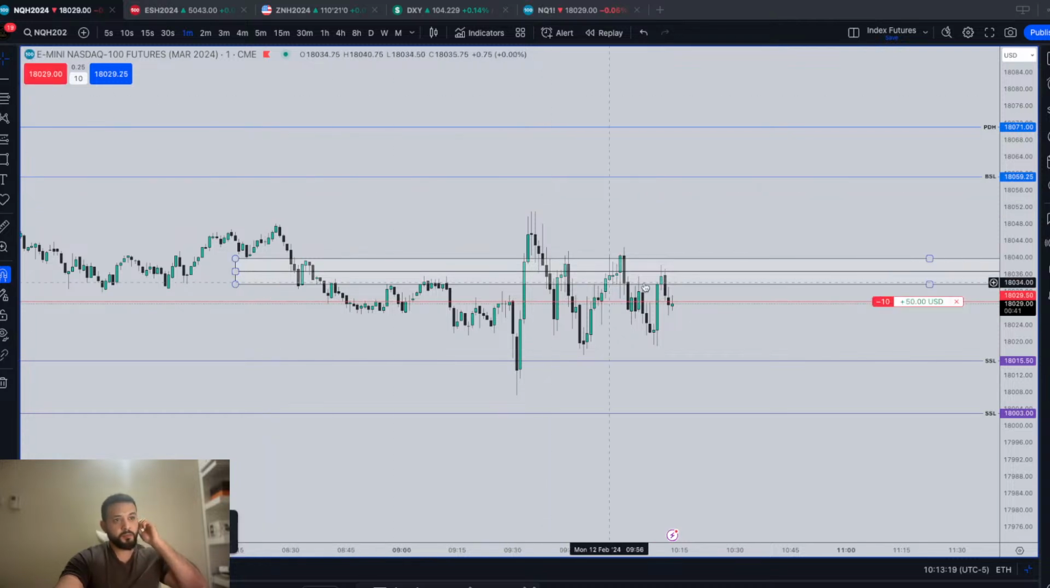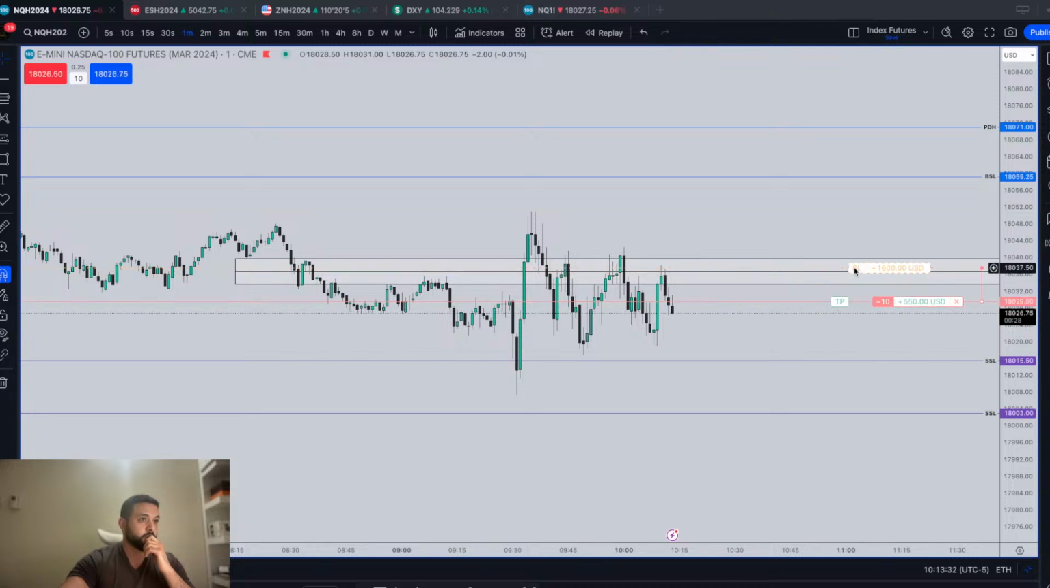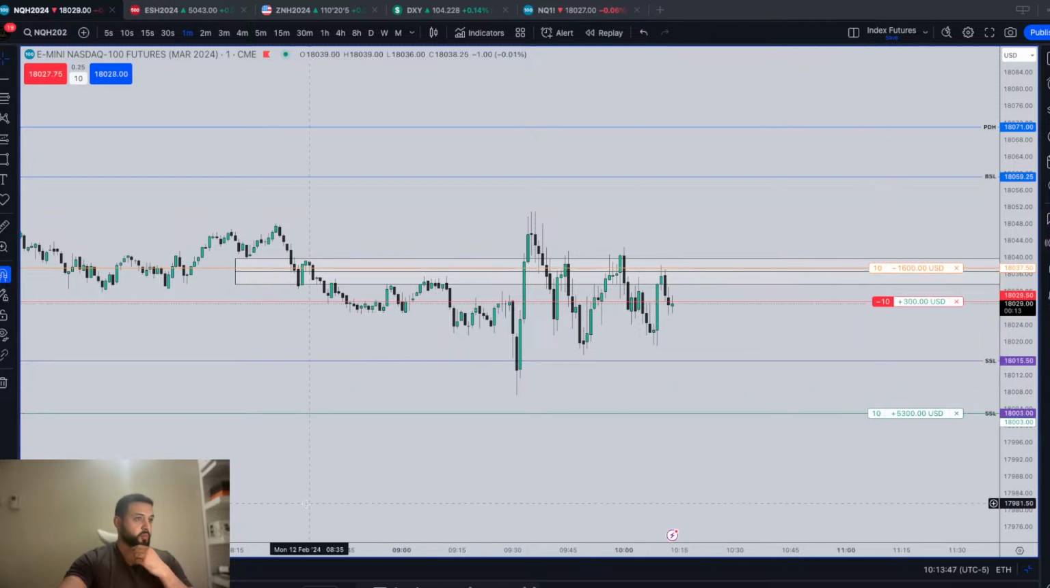Okay. Last and final short. See what it wants to do now. Reaction of consequent encroachment of this 15-minute fair value gap. And I'm going to try and full pull it to the downside.